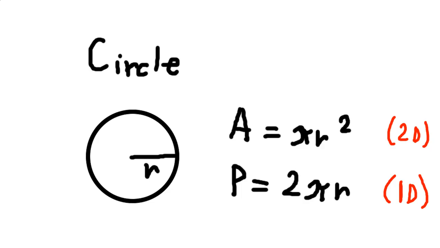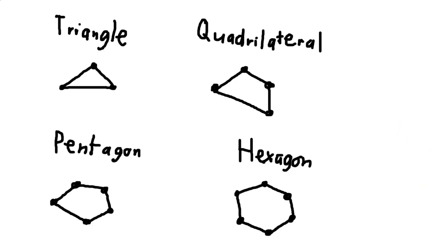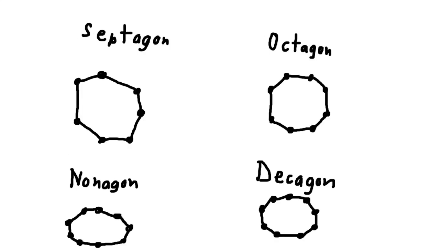Speaking of shapes, a triangle has 3 edges, a quadrilateral has 4 edges, a pentagon has 5 edges, a hexagon has 6 edges, a septagon has 7 edges, an octagon has 8 edges, a nonagon has 9 edges, a decagon has 10 edges, and if your teacher asks about any more edges than 10, they're crazy.